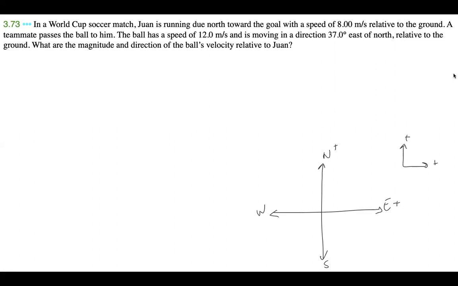So we say that Juan, relative to the ground, is due north 8.00 meters per second. When we do relative motion questions, it's good to write down velocities in this format. So Juan relative to the ground, I should do capital J actually, doesn't really matter. Let's just do capital J. So 8.00 meters per second north.